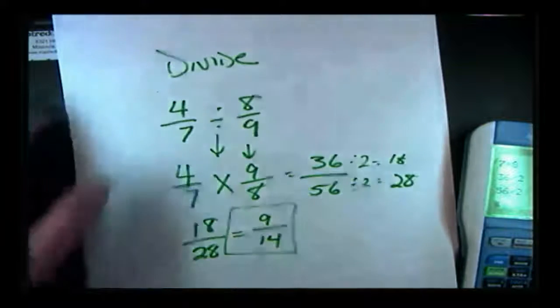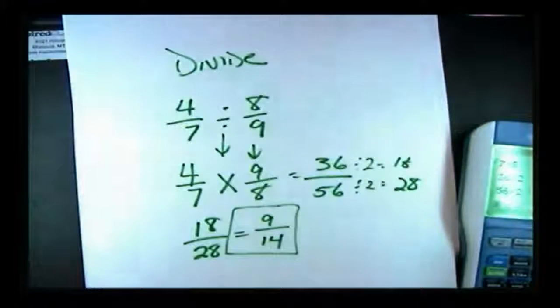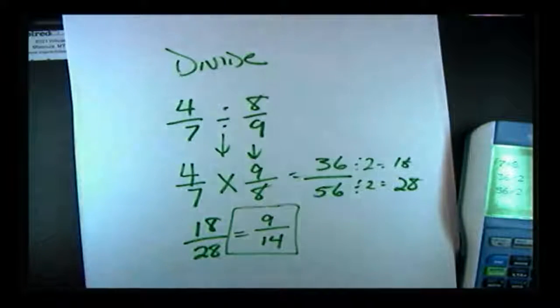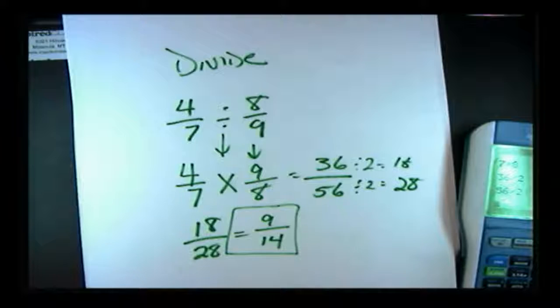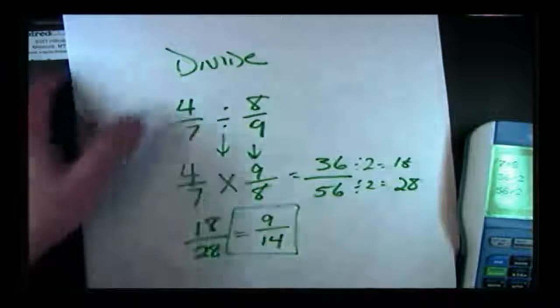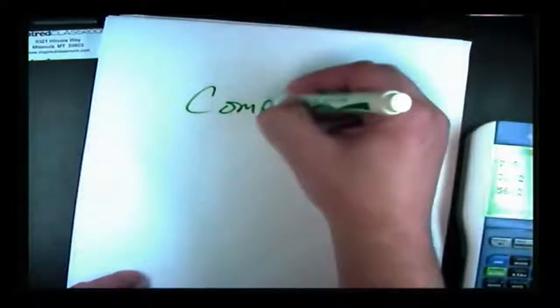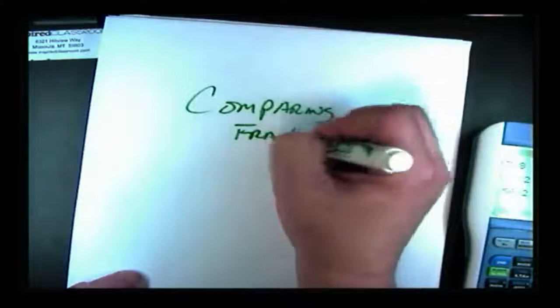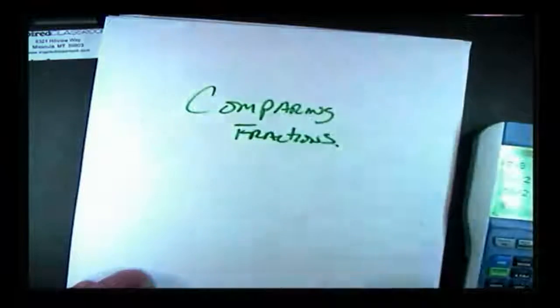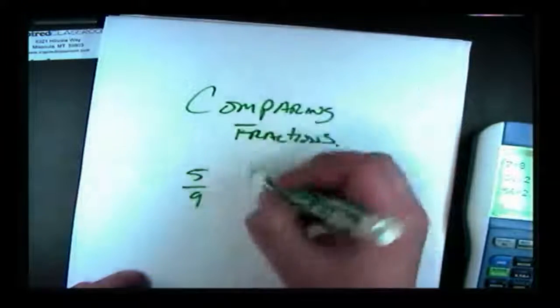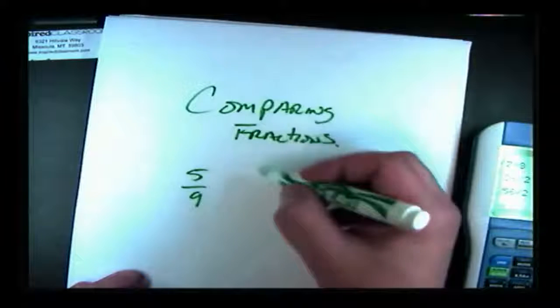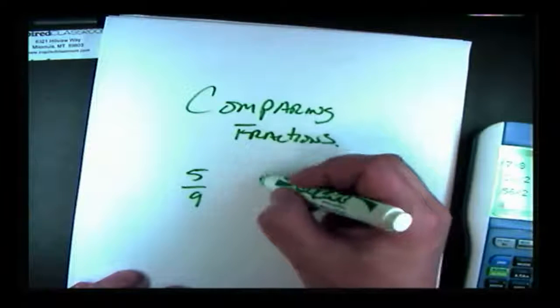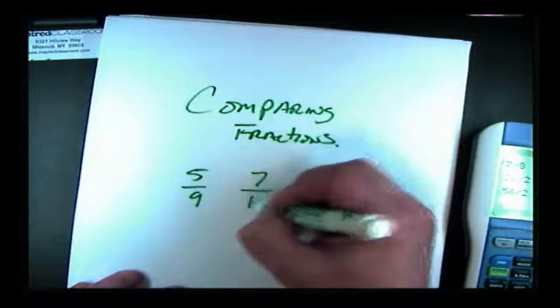So that's fractions in a nutshell. Multiplying, dividing, adding, and subtracting. Also, like I said, when you compare them, you need a common denominator. When you're comparing fractions, if we want to know how 5/9 compares to 7/10.